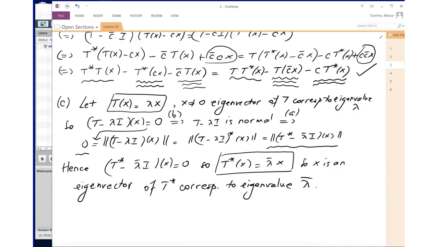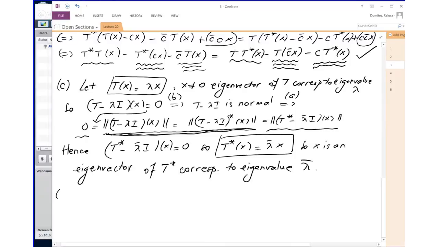All right, so the fact that T was normal was essential in this identity here, right? Otherwise, I couldn't have written this thing here. So that allowed us to come up with this thing that the eigenvectors have to be the same. In general, they don't have to, but for normal operators, they do. Part B.